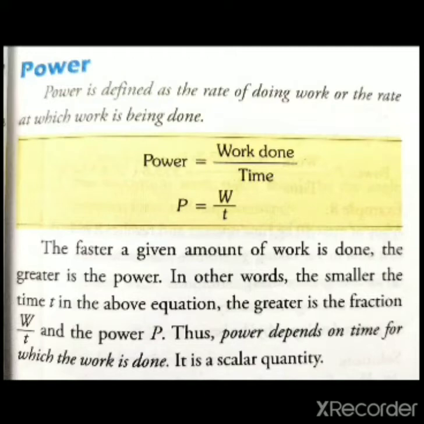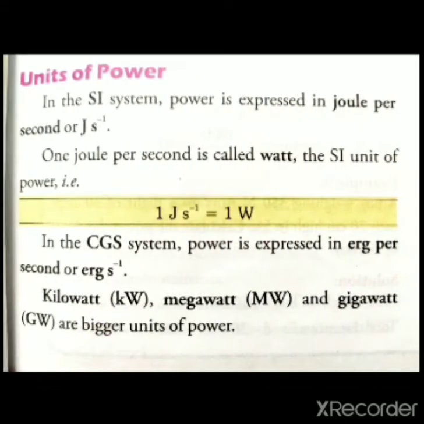Okay, so power means the rate of doing work, how fast we can perform a work. If we take less time to perform more work, that means power is more. And if we take a lot of time to perform a work, then power is less. Okay, I hope you have understood this one.